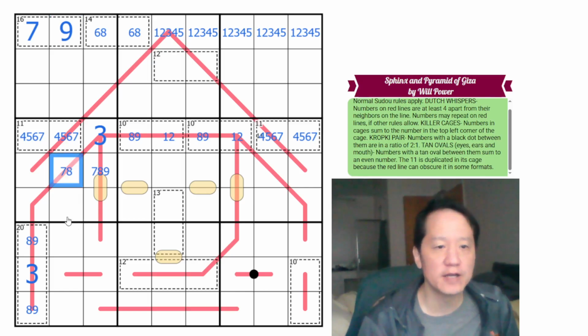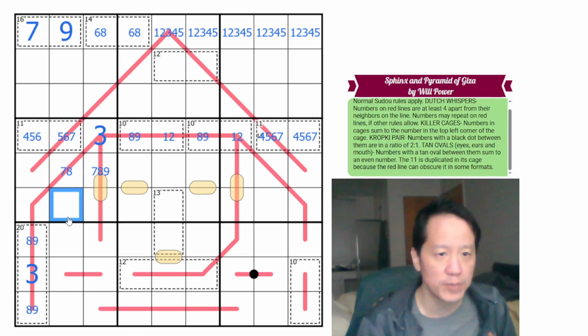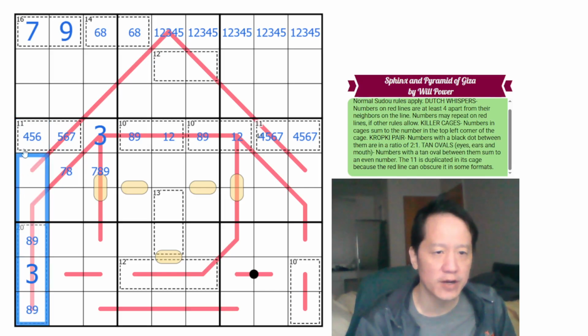This cannot be 9, and this can't be 7, so therefore this can't be 4. So 9 cannot be in this box. It cannot be here because of the 8 and 9 pair in the column. Cannot be here because of this 9. So the 9 must be here.